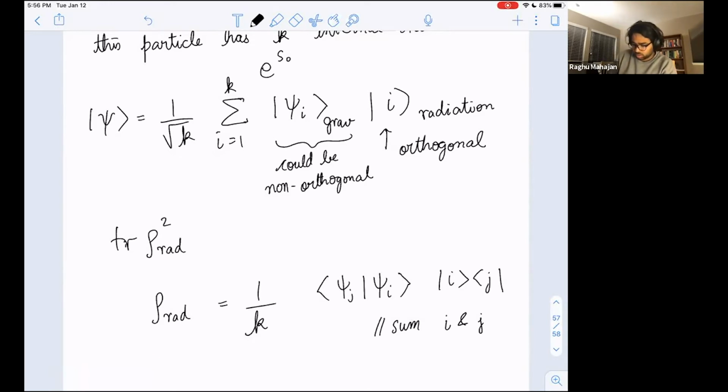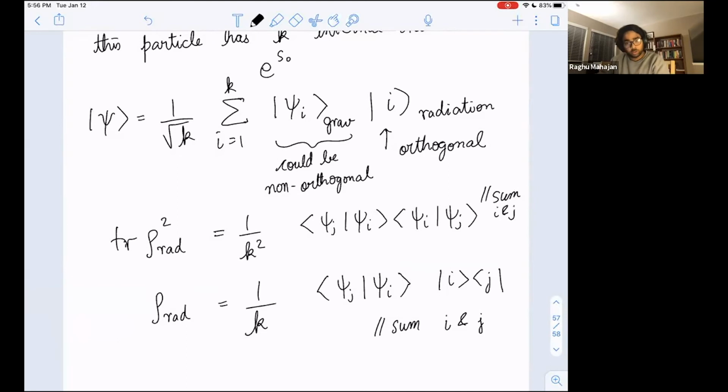Okay, so what's the trace of rho radiation squared? We now take 2 copies of this and take the trace. So that's psi j, psi i, and in the other term psi i, psi j. So it's the absolute value squared, summed over i and j with some normalization factor, 1 over k squared. So this is the object we want to compute: the inner product of psi i and psi j, squared. And we want to compute it using gravity.